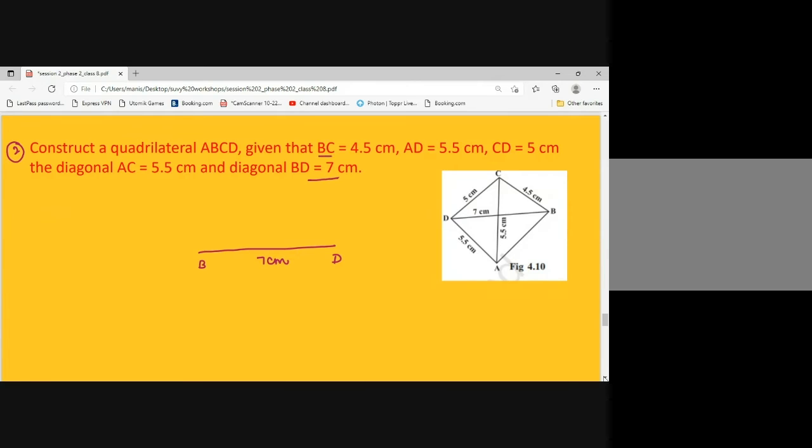So BC and DC is given because we are just taking the point. Yes, ma'am. B and D. One point is common between them. So that is C is common. Yes, ma'am. So by saying you will just make an arc of 4.5 from B, 5 from D and join them. Okay, ma'am. And this will be your C point. Okay. Right? Okay.